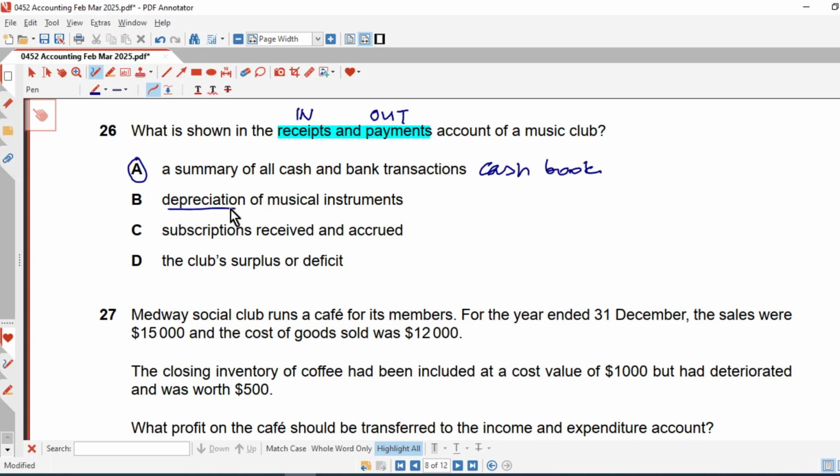Depreciation of musical instruments. I'm sorry, this is non-cash. It doesn't appear in receipts and payments. Subscriptions received. Yes, but accrued? No, because accrued is still non-cash. They have not paid. The club's surplus or deficit. Now, you'll see this in the income and expenditure account, but not exactly receipts and payments, right? So A would be your best answer.